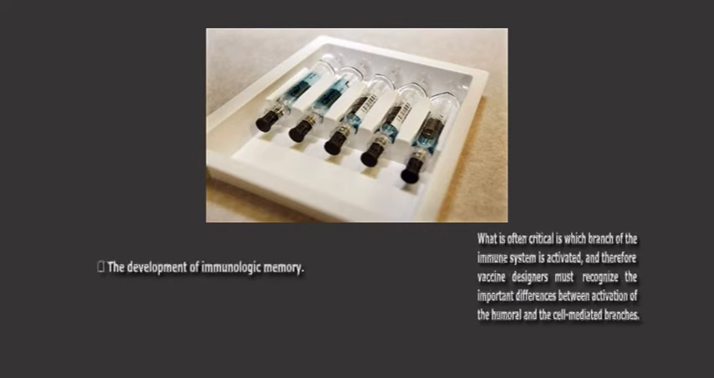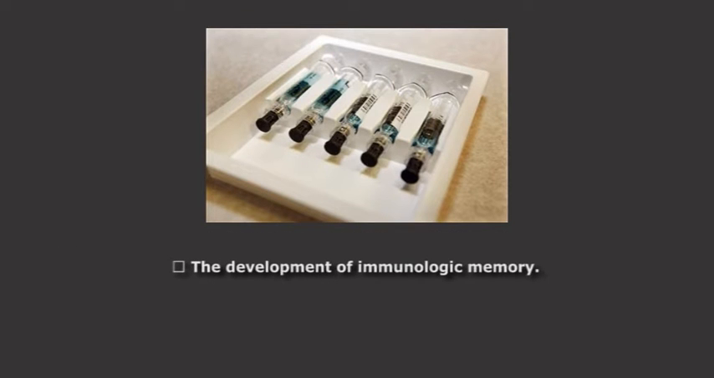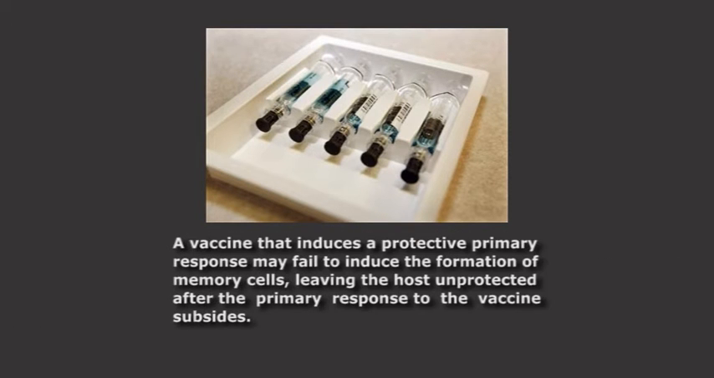The second factor is the development of immunologic memory. For example, a vaccine that induces a protective primary response may fail to induce the formation of memory cells, leaving the host unprotected after the primary response to the vaccine subsides.